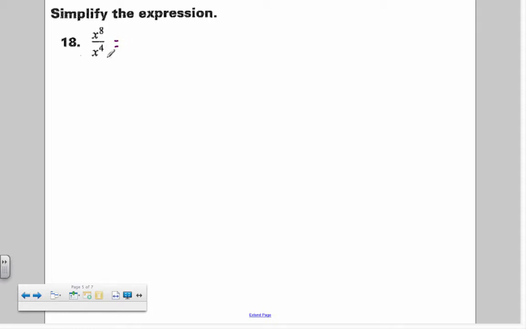to simplify this expression. Well, the quotient of powers property says that if I have the same base, then I can simply just subtract the powers. So this would be x to the 8 minus 4 power, which is just x to the 4th power.